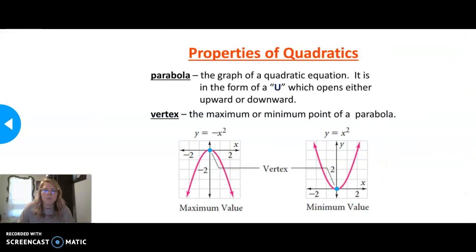So, properties of quadratics. The shape that it makes is called a parabola, and that's in the form of a U. So you guys might have written that down. In the form of a U, which opens either up or down. So it'll open down if that a value is negative. So look at y equals negative x squared. And notice this vertex point. A vertex is a maximum or minimum point of the parabola.